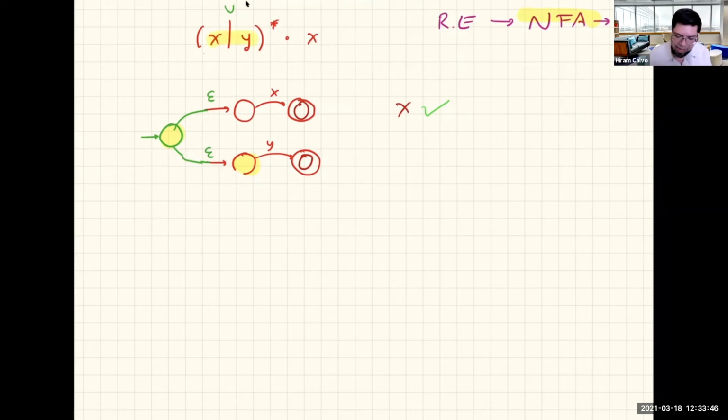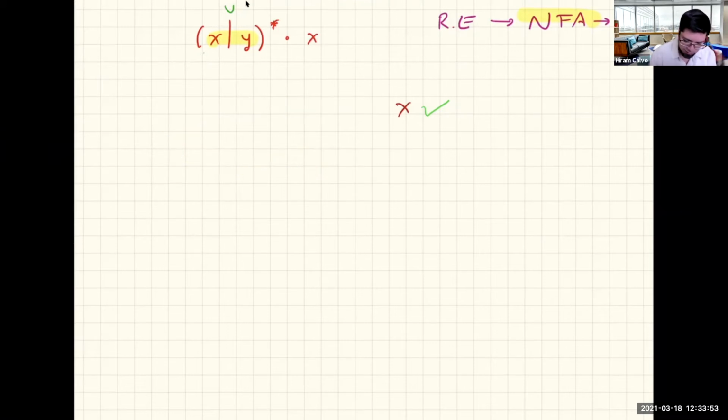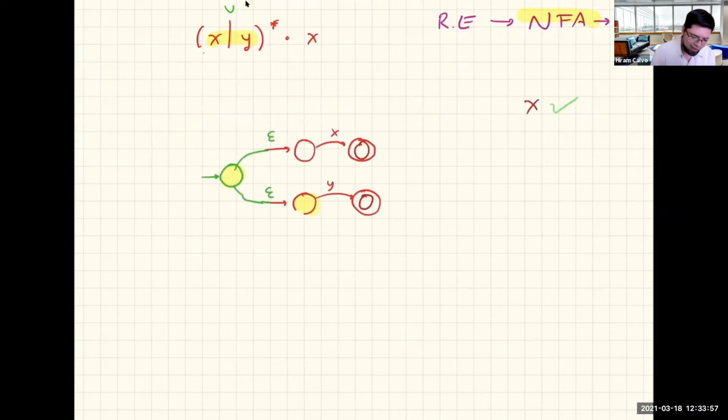Now, we must do the Kleene star of all these things. Yes, in Spanish we would say of all these mother, but no, we are speaking English. So we need to do the Kleene star of this.